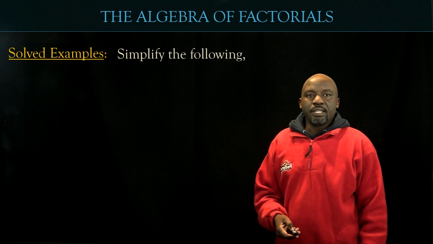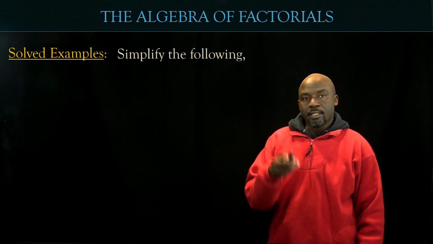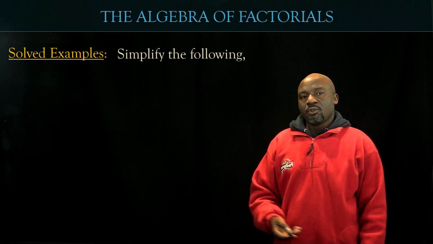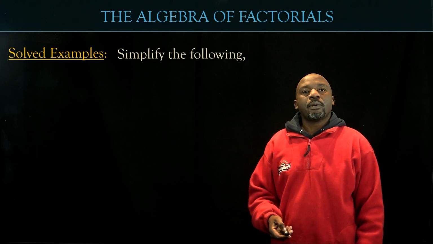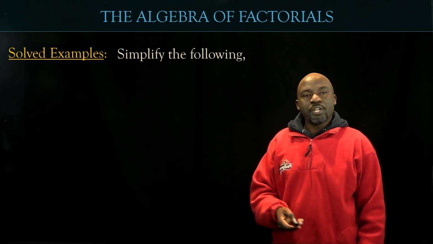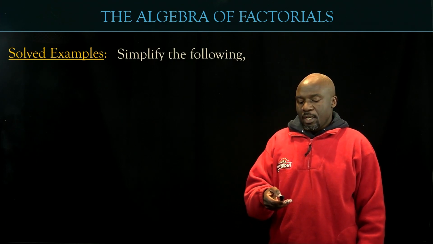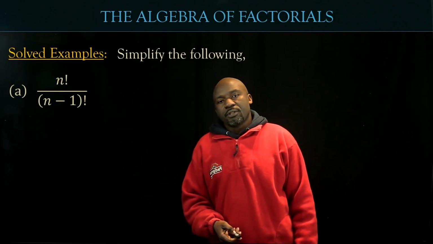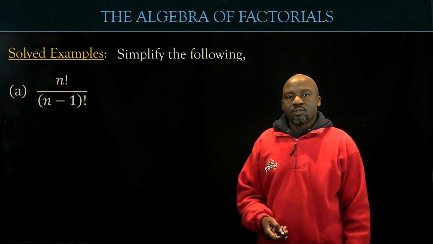This question now says to simplify the following. Instead of evaluating, it says to simplify, which is to say it could involve unknowns. All right, it can still be evaluation, but it could also be involving unknowns. Here is the first example, n factorial over n minus 1 factorial.